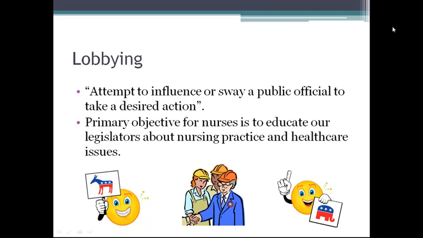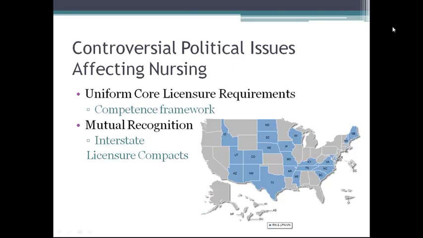Lobbying is when you attempt to influence or sway a public official to take a desired action. Primary objectives for nurses is to educate our legislators about nursing practice and healthcare issues. The National Council of State Boards of Nursing issues the uniform licensure requirements that include competence framework for nursing education. The National Council of State Boards of Nursing enables multi-state licensure for nurses. And we already talked about this in the previous lecture.